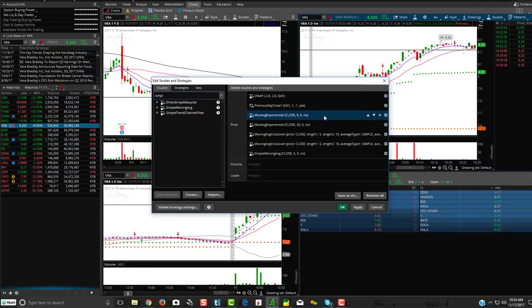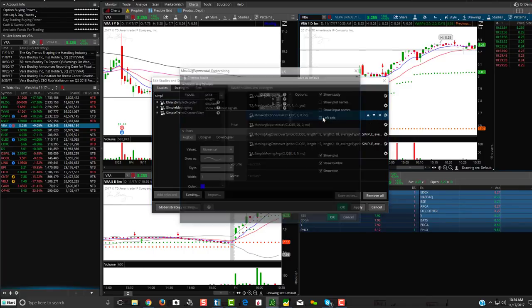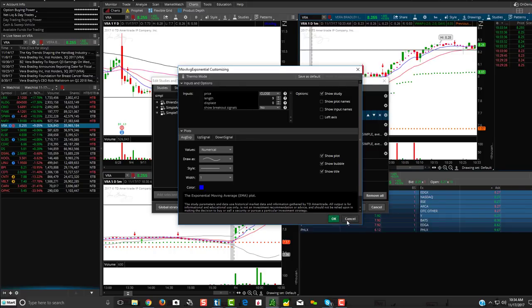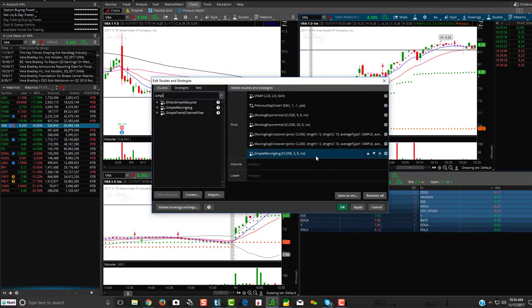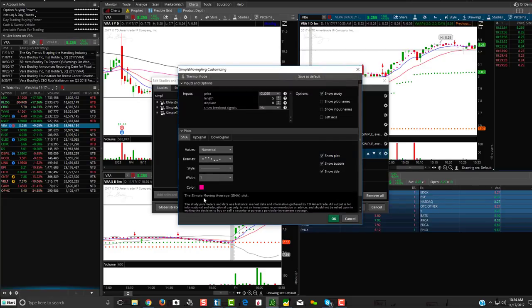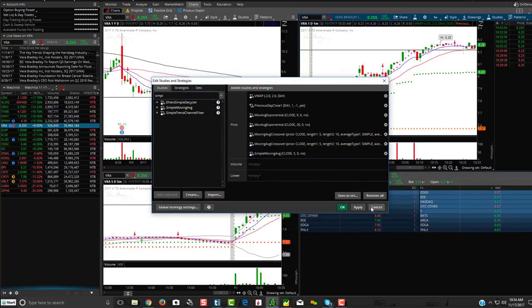So you'll see I have the 9 and the 20 over here. The 9 is my blue line. The 20 is my red line. And you'll see the simple moving average, the dots that I have, or I put them as dots, right? And it's purple. So I want to show you something that's pretty cool on this.